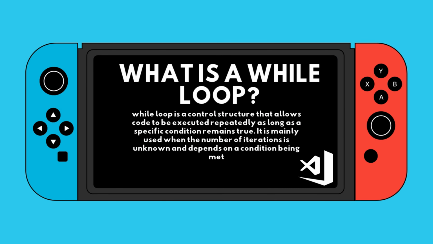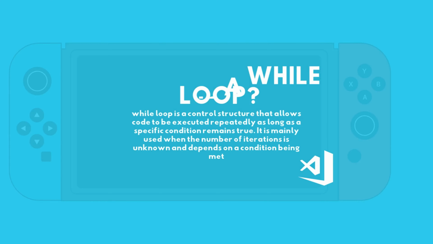A while loop is a control structure that allows code to be executed repeatedly as long as a specific condition remains true. It is mainly used when the number of iterations is unknown and depends on a condition being met.